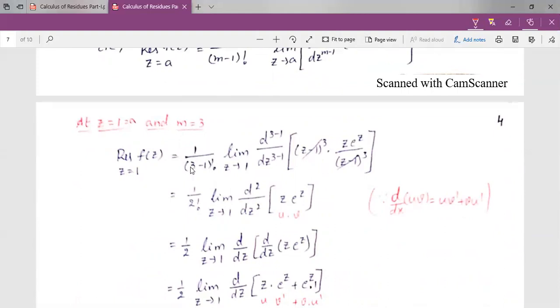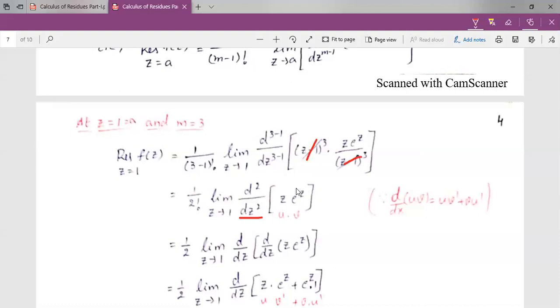We get 1 by 3 minus 1 factorial into limit z tends to 1 of d power 3 minus 1 by dz power 3 minus 1 of z minus 1 whole cube into z into e power z by z minus 1 whole cube. So when we cancel these two terms, we get the remaining function. It is z into e power z. Now we differentiate that function 2 times with respect to z.